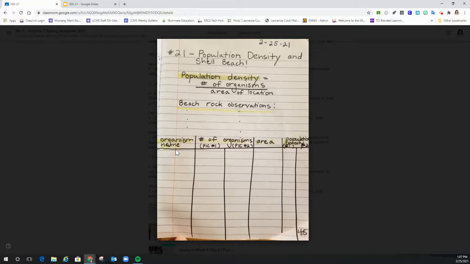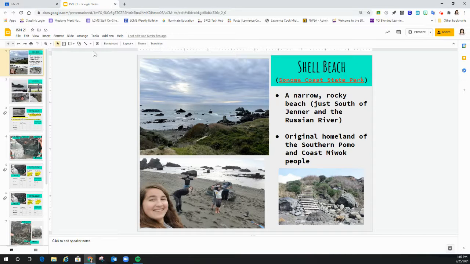All right, then you're going to make a table, and it's going to have 4 big sections: organism name, the number of organisms, the area, and the population density. The number of organisms is going to get divided into 2 columns. So we'll have picture number 1 and picture number 2. And population density, same, number 1 and number 2. Okay, all right. I'm going to come over to the slides now.